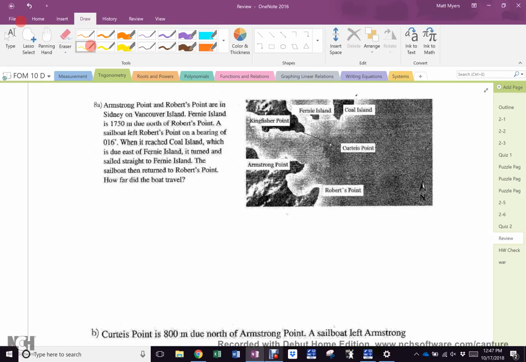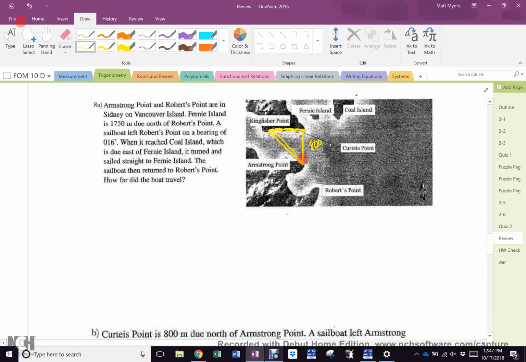All right. Curtis Point is 800 meters north of Armstrong Point. The sailboat left Armstrong Point at a bearing of 307. I don't know how to read those, Mr. Myers, but you keep reading and you see that he went to Kingfisher Point and then back to Curtis Point.